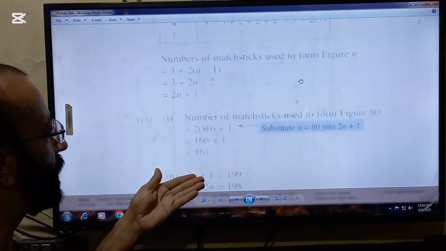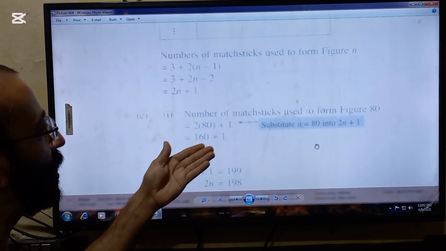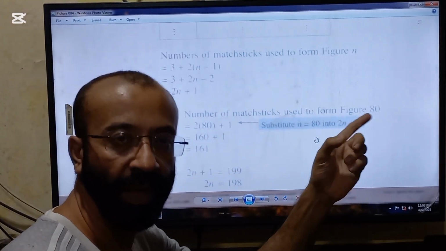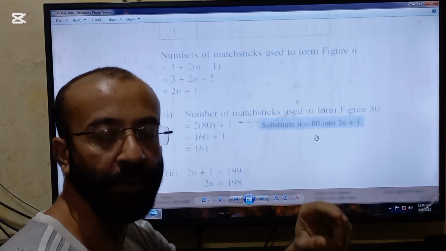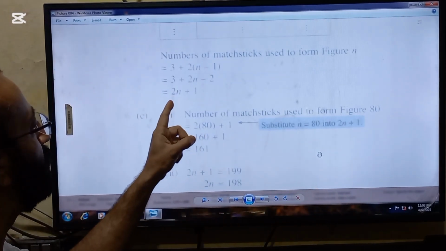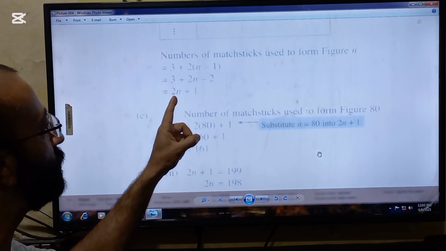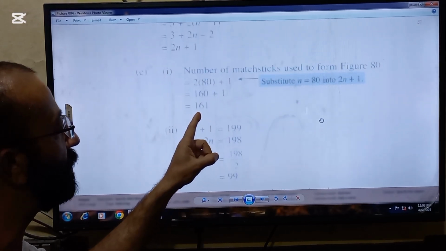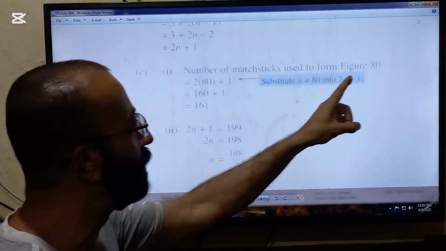The next requirement is the number of matchsticks used to form the figure number 80. So in figure number 80, definitely you have to put 80 in place of n in the nth term. So here is the nth term, you will place 80 here, that is 2 into 80 plus 1. So 161 matchsticks will be required to form the figure number 80.